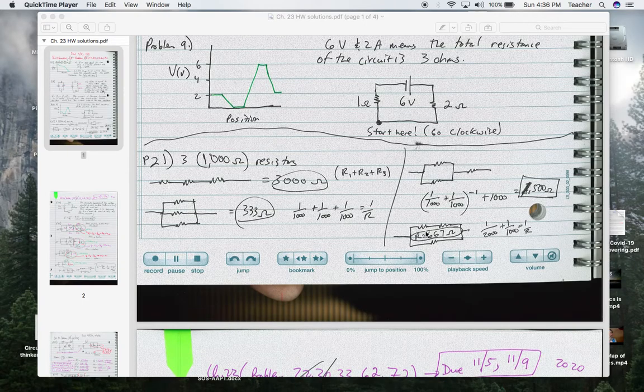So I would add those 2 up, and that branch has 2000 ohms, this branch has 1000 ohms, 1 over 1000 plus 1 over 2000 equals 1 over R. The equivalent resistance of this is 667 ohms. So the last one was tricky for me. This one was not. These two are pretty easy.